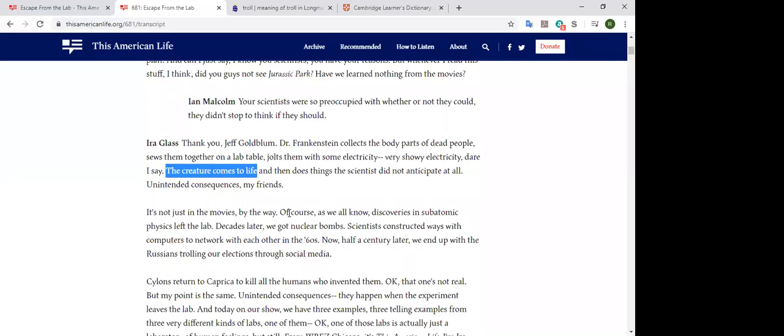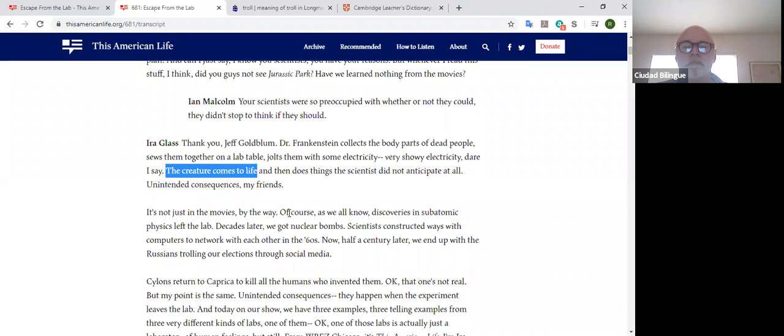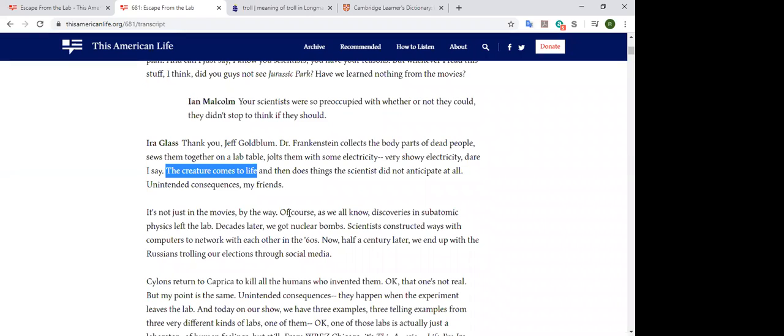Okay, now change places. Okay. The creature comes to life. Who comes to life? The creature does. Does the creature comes to life? Yes. Hold on. Hold on. Okay. One more time, Marco. Okay. Does the creature comes to life?